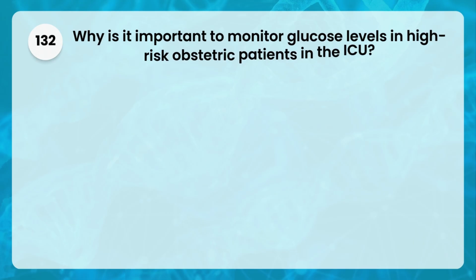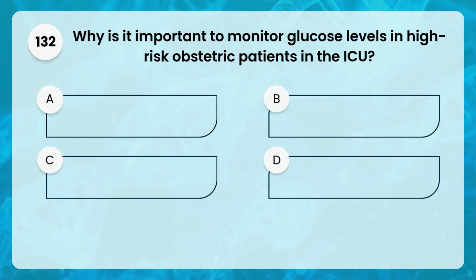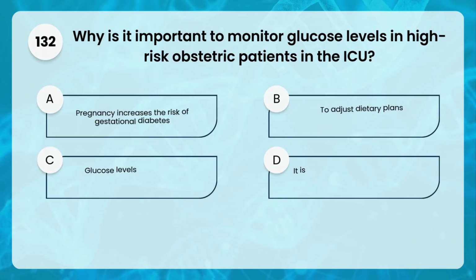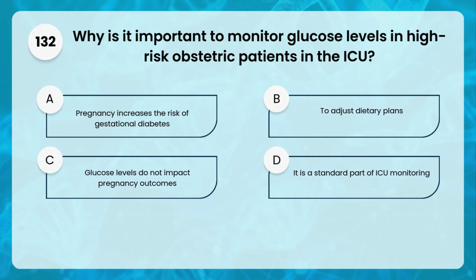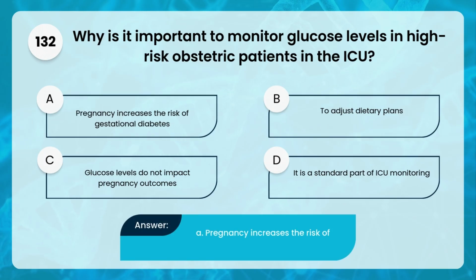132. Why is it important to monitor glucose levels in high-risk obstetric patients in the ICU? A. Pregnancy increases the risk of gestational diabetes. B. To adjust dietary plans. C. Glucose levels do not impact pregnancy outcomes. And D. It is a standard part of ICU monitoring. The answer is A. Pregnancy increases the risk of gestational diabetes.